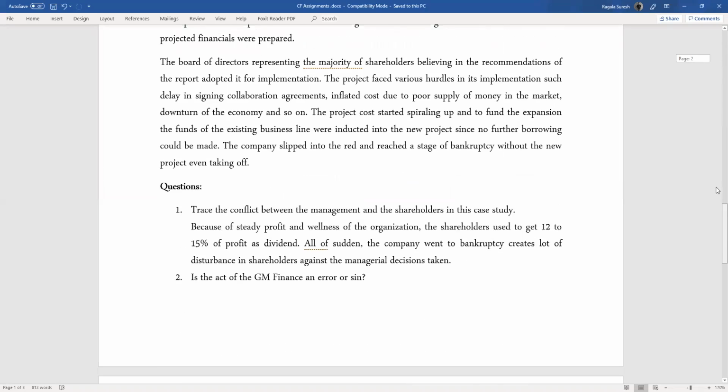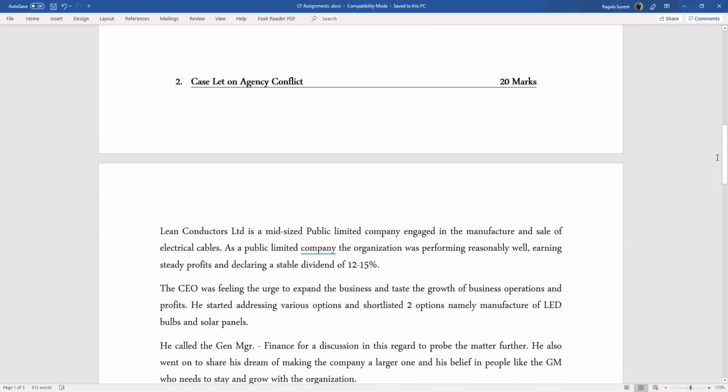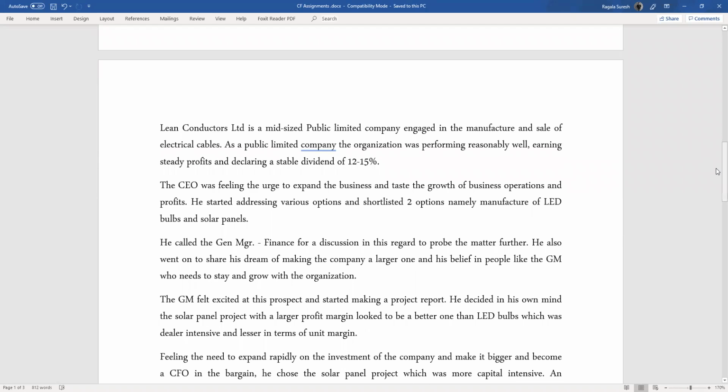In brief, the second question is theory, or is that also calculations? Yeah, it's a theory. Just in 5 minutes, let's try to finish. Basically, there is a company which manufactures one type of product, like electrical cables. They want to expand to different products. They have two options: either they can go for solar plates or LED bulbs manufacturing.